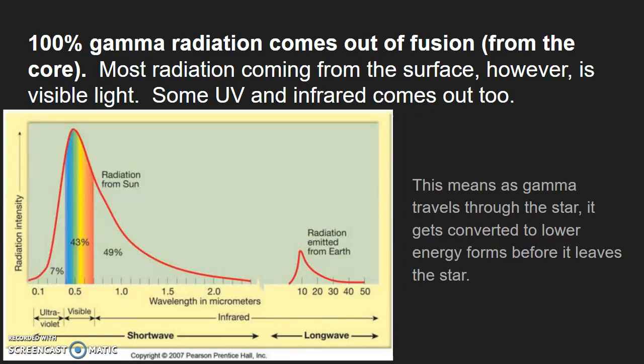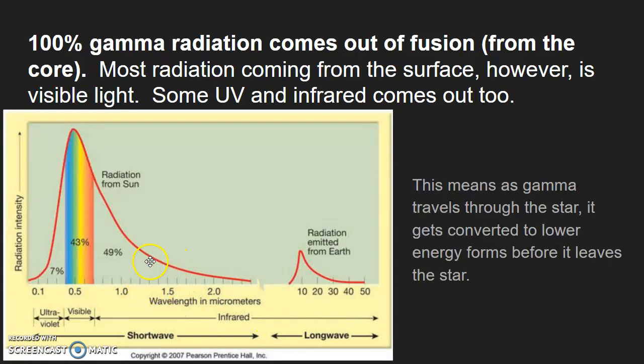Primarily with fusion, 100% of gamma radiation is coming out of that core. Most of the radiation coming off the surface of our sun, though, is in the form of light. So in this graph that you looked at in class, you see it peaks in the light frequency, so visible light. But we can see here that some ultraviolet radiation is coming off, and some infrared radiation is coming off.